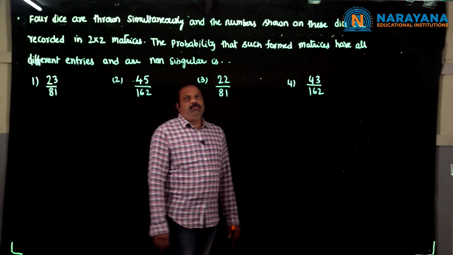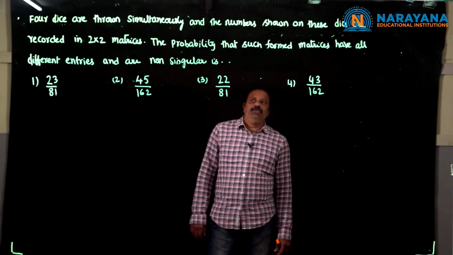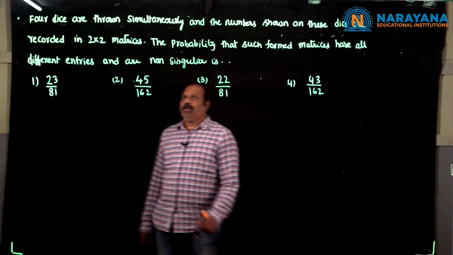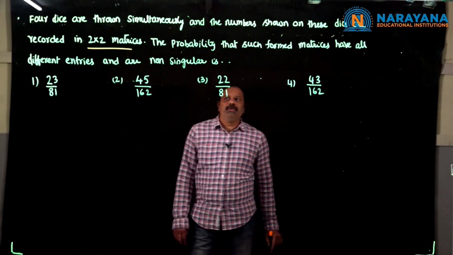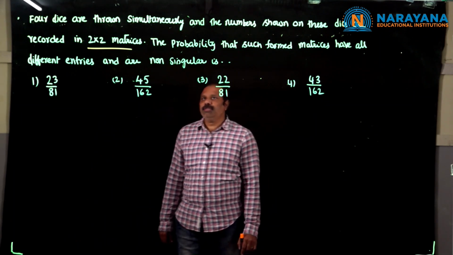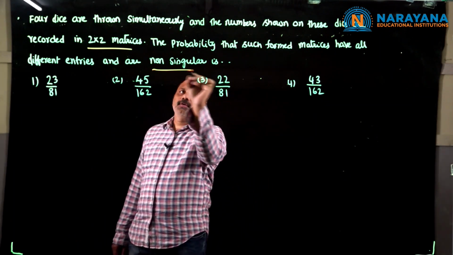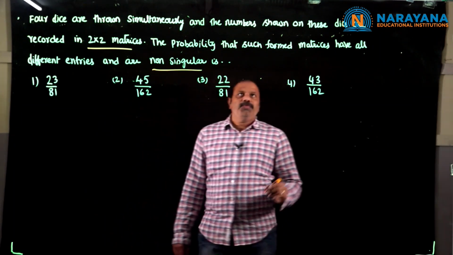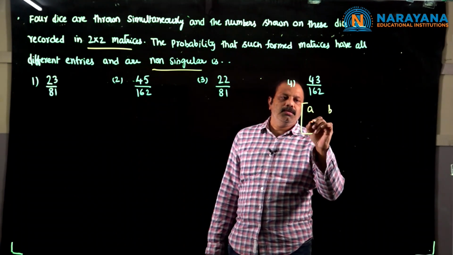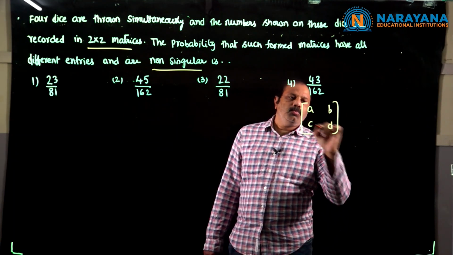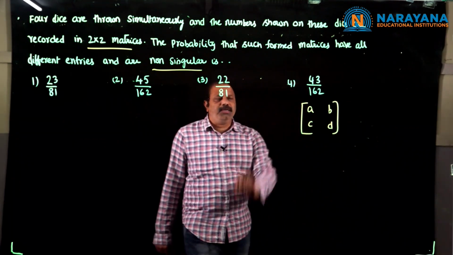4 dice are thrown simultaneously and the numbers shown on these dice are recorded in 2 by 2 matrices. The probability that such formed matrices have all different entries and are non-singular. Here, suppose we take a 2 by 2 matrix, let us say A, B, C, D. We need to put all outcomes in this matrix.